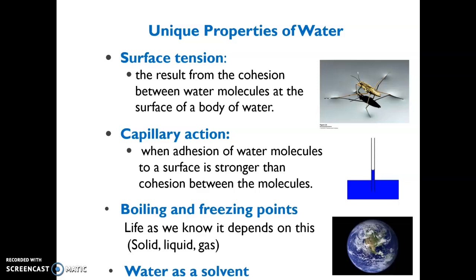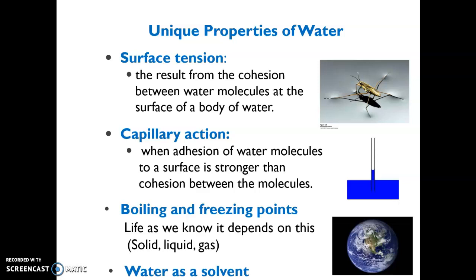Now, as it so happens, water's boiling point is 100 degrees C or 212 Fahrenheit. And if it boiled, let's say, at a lower temperature, let's say at 70 degrees, the water would boil and boil and boil, and eventually we would not have any water left on Earth. So its boiling point is important.